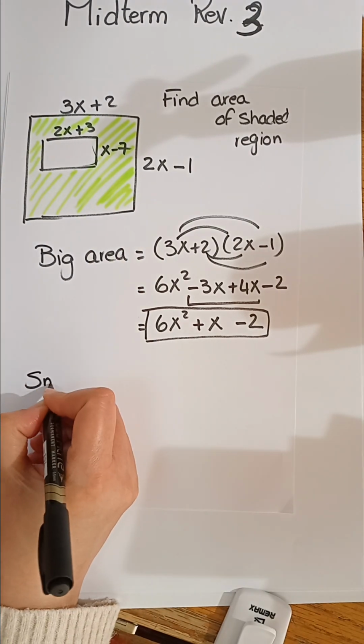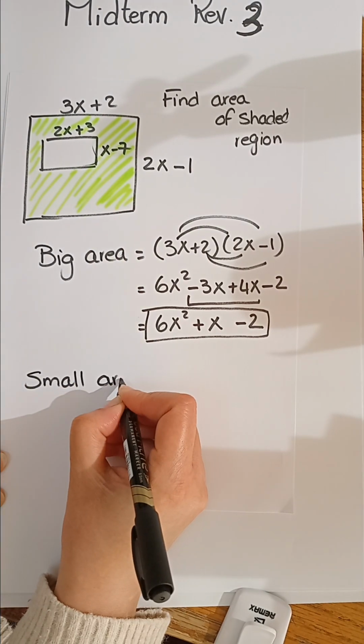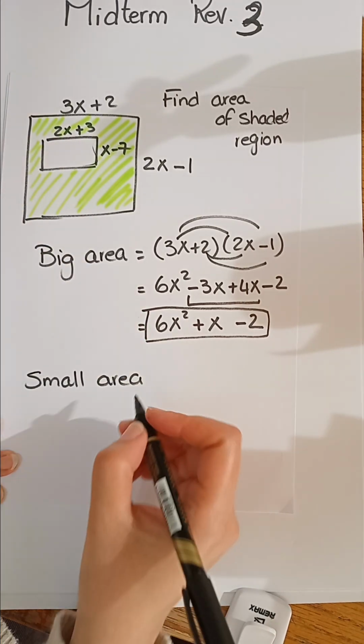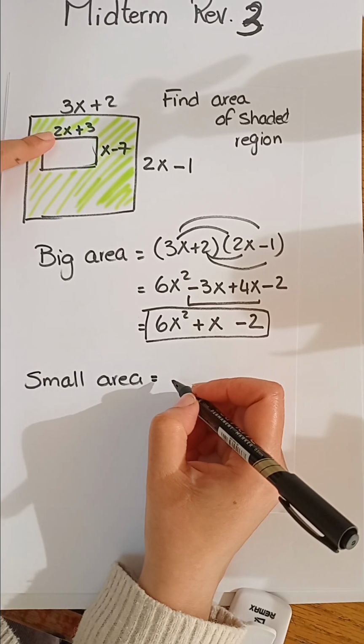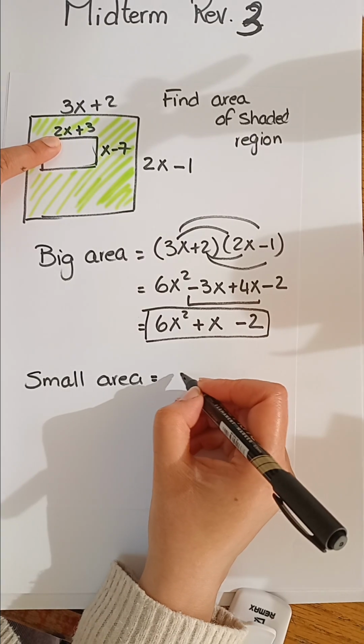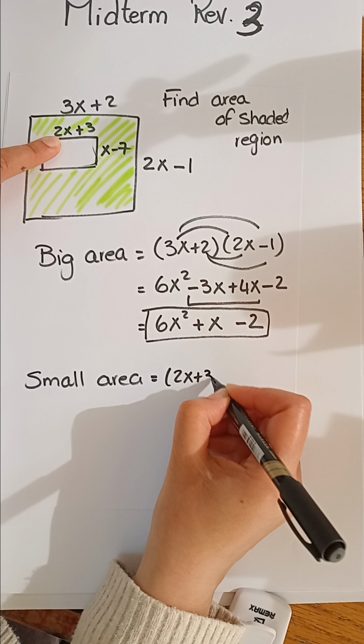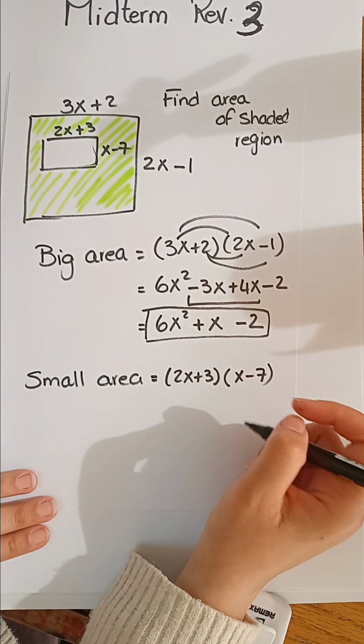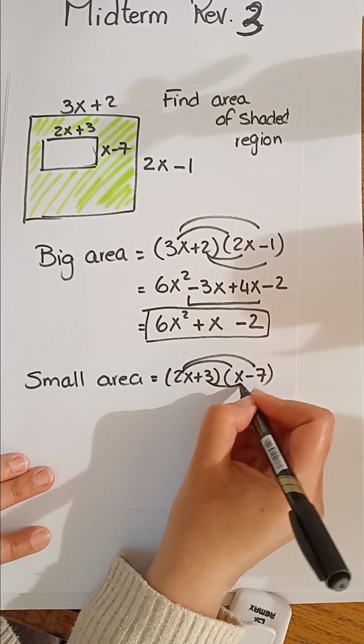So I'm going to write here small area. Again, both dimensions are binomial, so they have to go both in parentheses. I'm going to multiply 2x plus 3 multiplied by x minus 7. Again, I'm going to use the FOIL method.